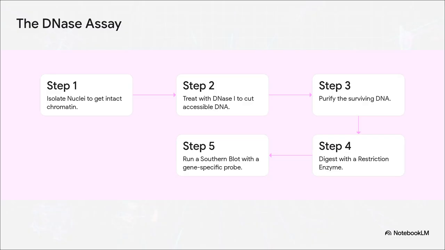So let's just quickly run through the logic here. First, you gotta isolate the nuclei. That keeps the chromatin all bundled up and intact. Then you hit it with DNase. That's the real test, right? To see what DNA is accessible and what's hidden. After that, you purify whatever DNA survived. You chop it up with some restriction enzymes, and finally, you use a Southern blot with a very specific probe to hunt for your gene. It's really like a little detective story, just one step at a time.